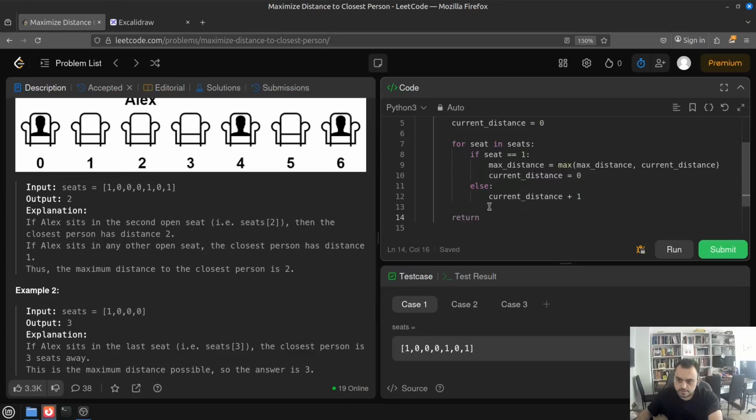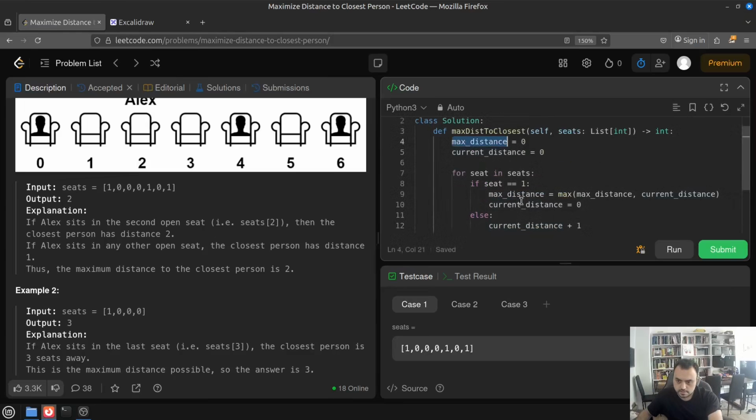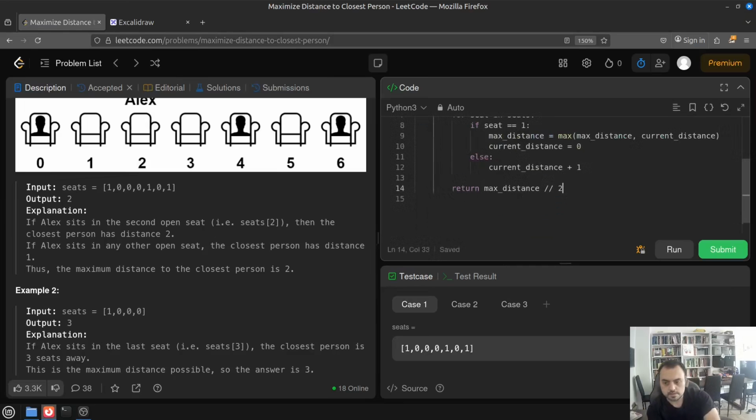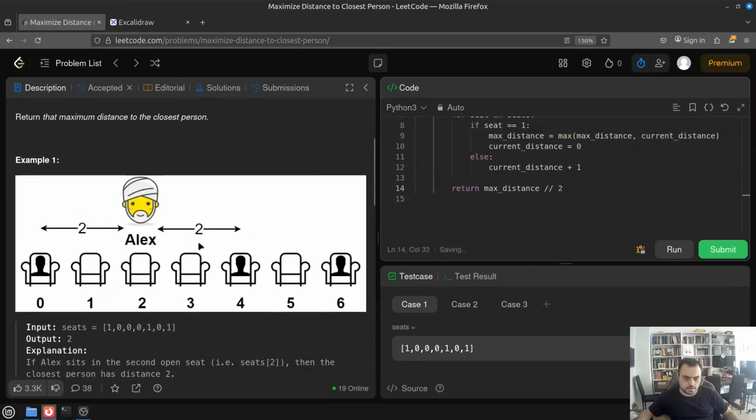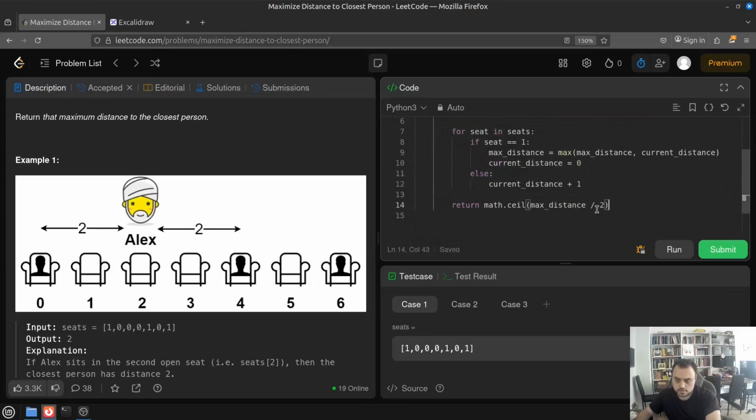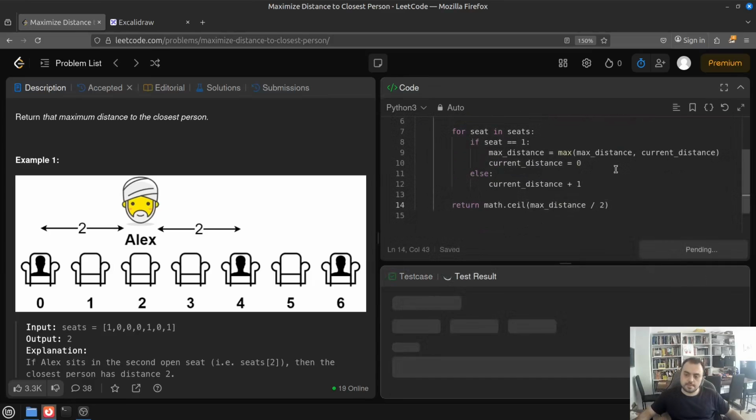And by the end, we can divide max distance by 2, since if we count all those steps, then we would have, for example, 3 empty places here, but we want to sit in the middle. So we have to divide by 2, and also add 1 to that, so we can use the ceiling operation from the math module. Let's see if it's important. Yes, I already imported it, so let's try this out.